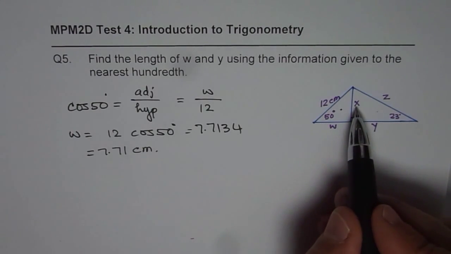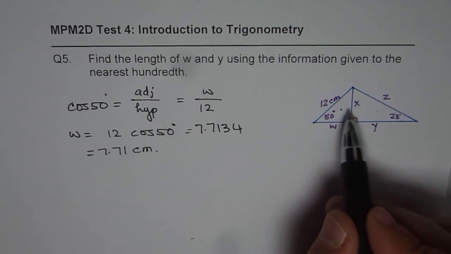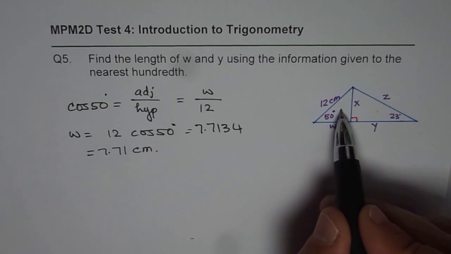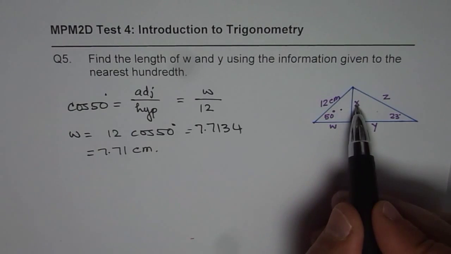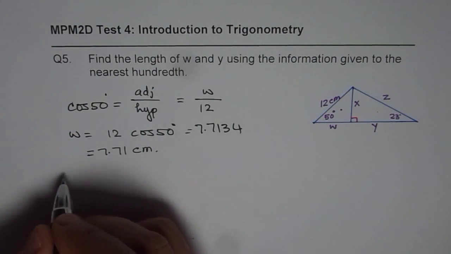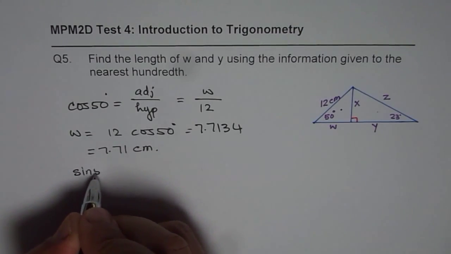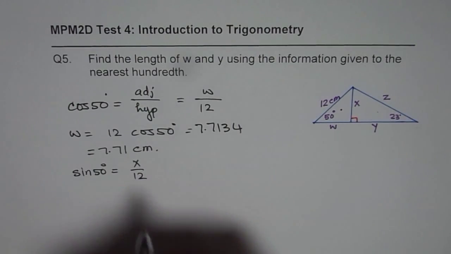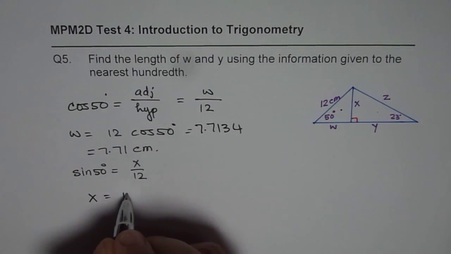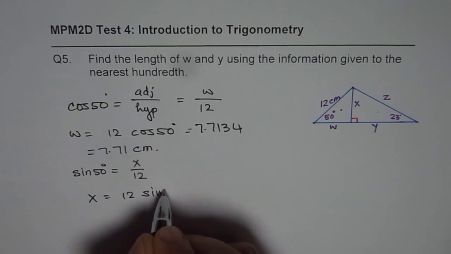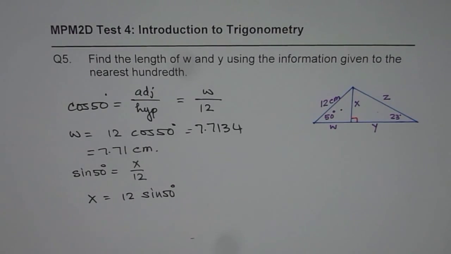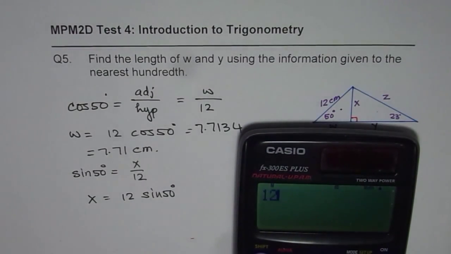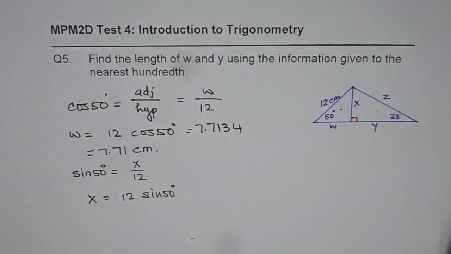So to find X, what can we do? To find X, we'll again go back to our original smaller triangle. X is the opposite side, right? So we'll use sine this time. So we say sine of 50 degrees is equals to X over 12. So in this case, X is equals to 12 times sine of 50 degrees. So let's use the calculator. It is 12 times sine of 50 degrees. So that gives us 9.192.